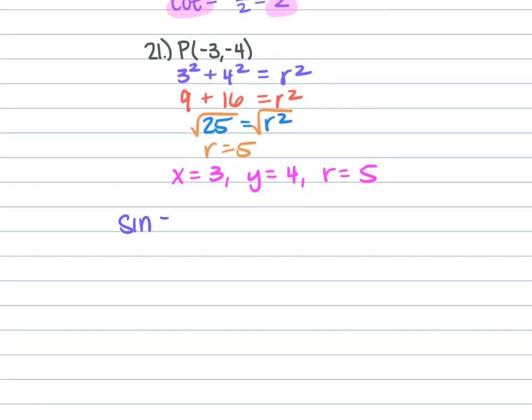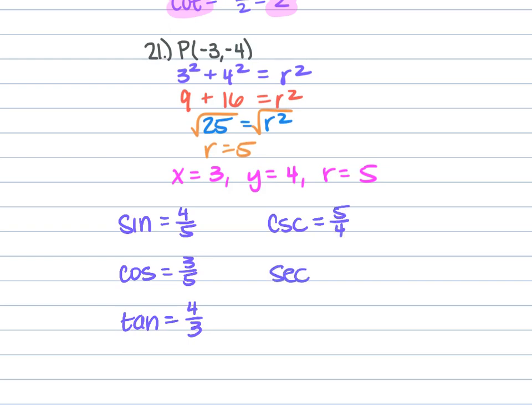Sine is y over r, so 4 over 5. Cosine is x over r, so 3 over 5. Tangent is y over x, so 4 over 3. Cosecant is the reciprocal of 4/5, so that's 5 over 4. Secant is the reciprocal of 3/5, so that's 5 over 3. And then cotangent is the reciprocal of tangent, so that's 3 over 4.